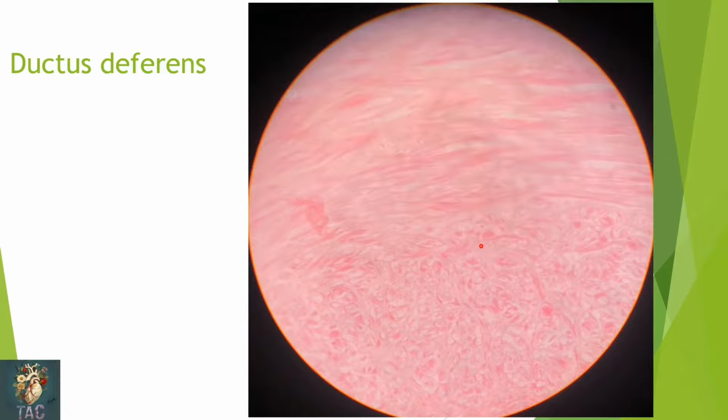Here you can see the circularly arranged muscles and the long cross section of the longitudinally arranged smooth muscle cells which are present. So this is the slide of the ductus deferens taken through the muscular layer of the ductus deferens.